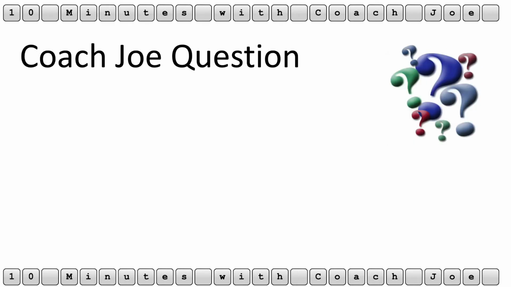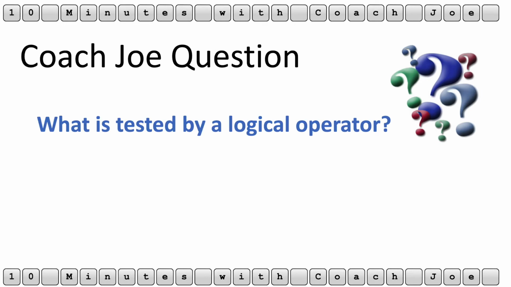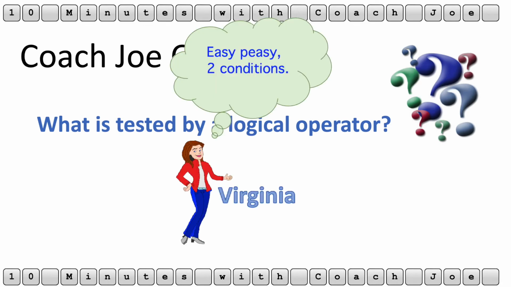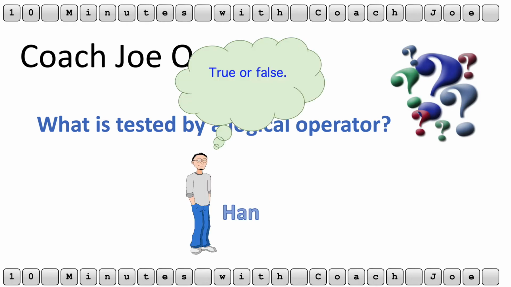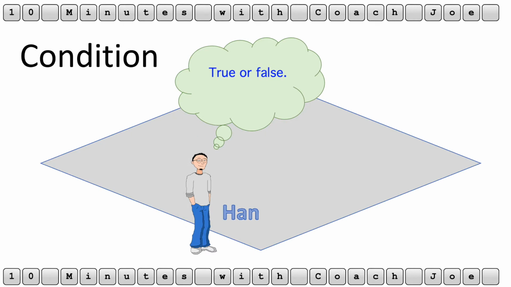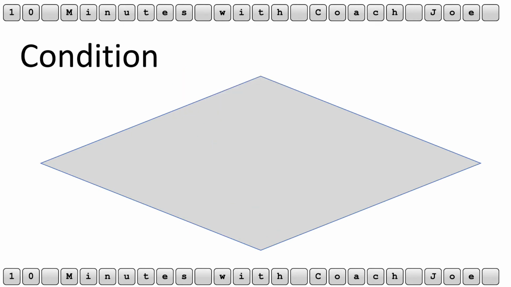Time for a Coach Joe challenge question. If you recall from lesson 19, what is tested by a logical operator? Yes, 2 conditions are tested. And what is the result of the logical condition? Correct. The logical operator is testing 2 conditions.